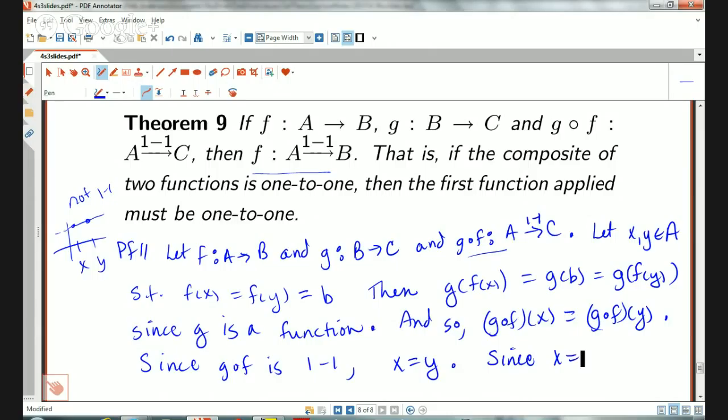Since x equals y, f is 1-to-1, as desired. Told you it was not long enough for that. I just went. That makes sense?